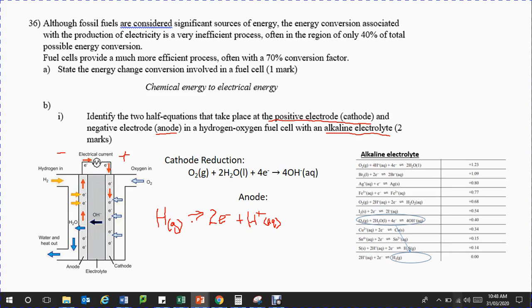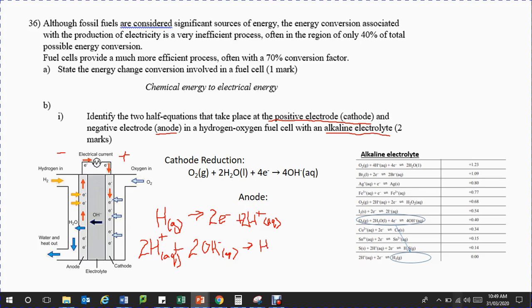So that's what's occurring. Then over at our cathode, the oxygen is gaining those electrons and forming the hydroxide ions. Those hydroxide ions will then react with our hydrogen ions to form our water. So over at our anode, to make it balanced, we'll have 2 hydrogen ions reacting with hydroxide ions, and that is going to form water.